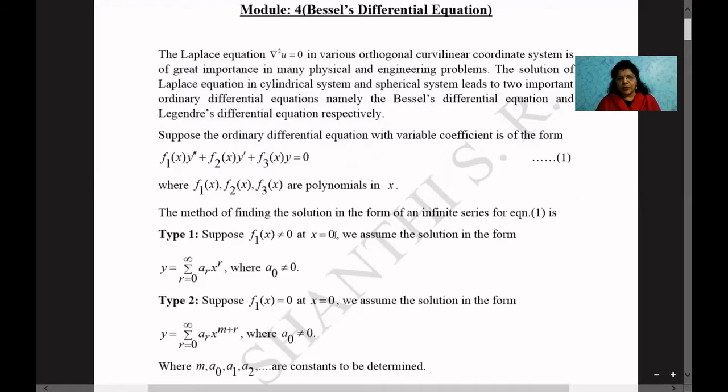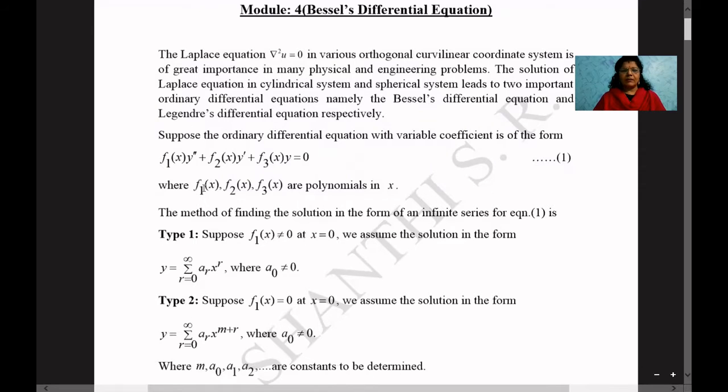Then we have to choose the infinite series solution for equation 1 as y equal to sigma r equal to 0 to infinity a r x power r. But suppose the coefficient of y double dash, that is f1 of x, equal to 0 when x is equal to 0. Then we have to assume the infinite series solution as y equal to sigma r equal to 0 to infinity a r into x power m plus r, where the very first term a naught is not equal to 0, and m, a naught, a1, a2, etc. are all constants to be determined.